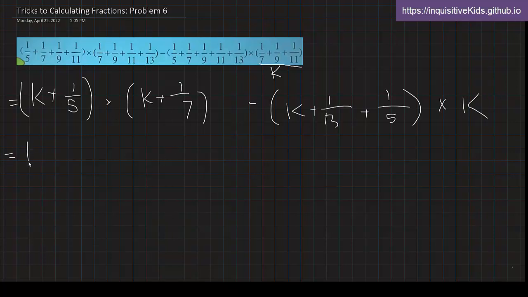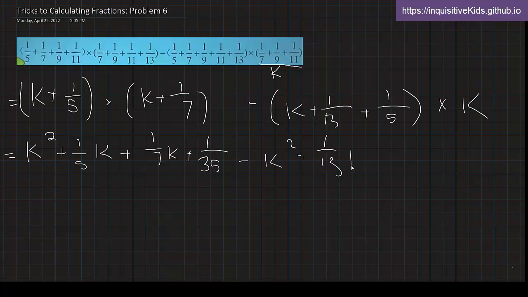Again, we have K squared plus 1/5 K squared, K plus 1/7 K plus 1/35 minus K squared minus 1/13 K minus 1/5 K.